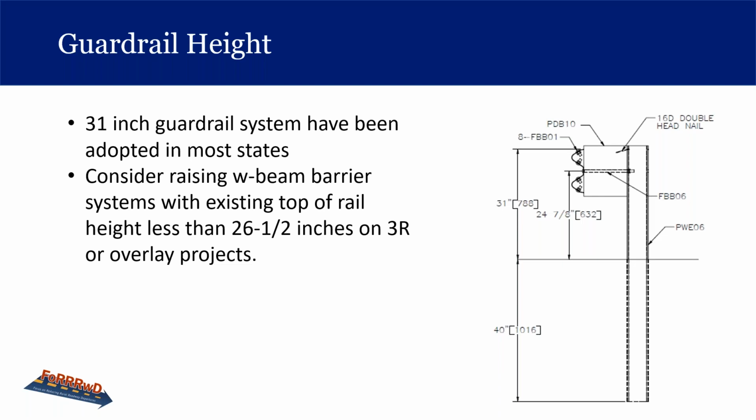So the 31-inch guardrail system has been adopted in most states, and you need to consider raising your W-beam barrier systems with existing top of rail height less than 26.5 inches, if it's 26.5 inches or less after an overlay project.